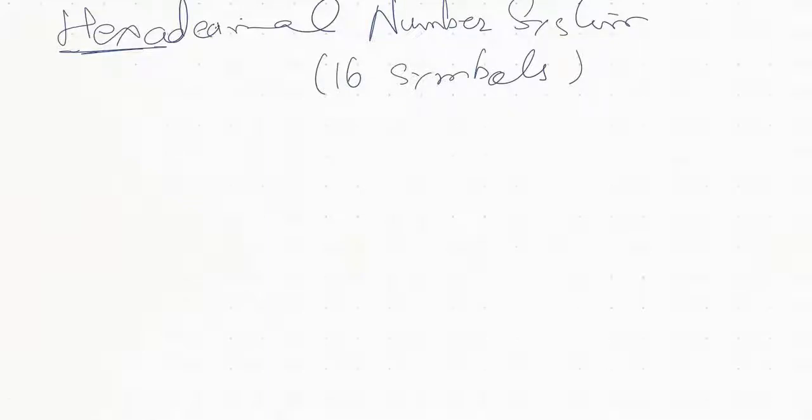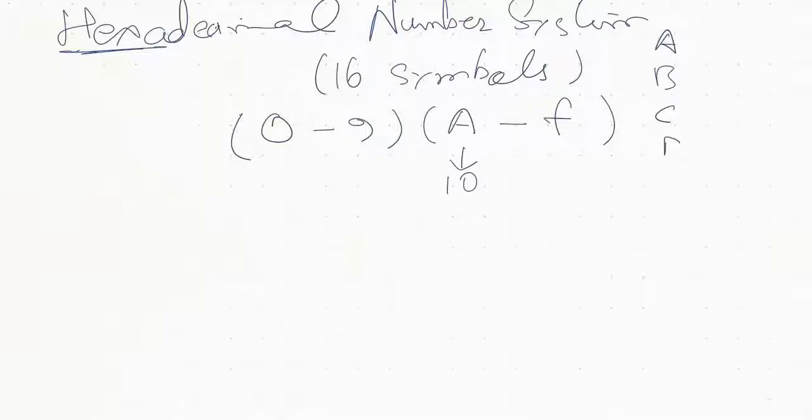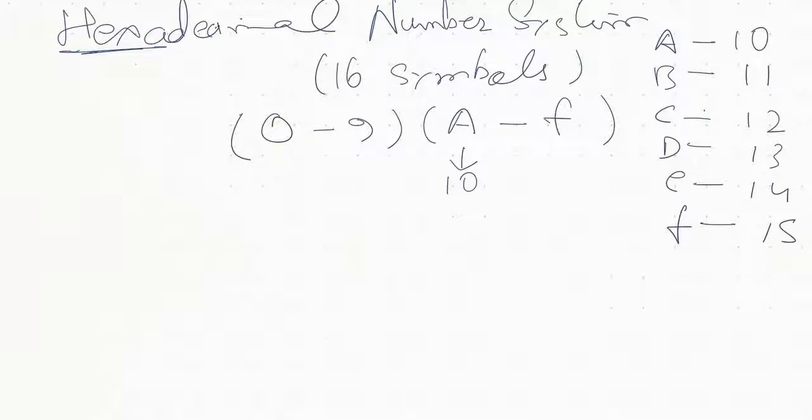What are these 16 symbols? It is 0 to 9 and A to F. Now what is A? A is basically 10. So if I try and tabulate it, A, B, C, D, E, F are 10, 11, 12, 13, 14 and 15. So this is the biggest value symbol that we can have.